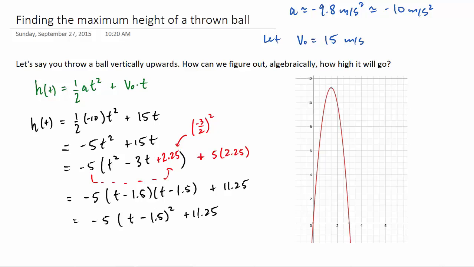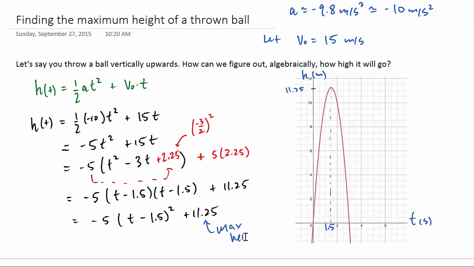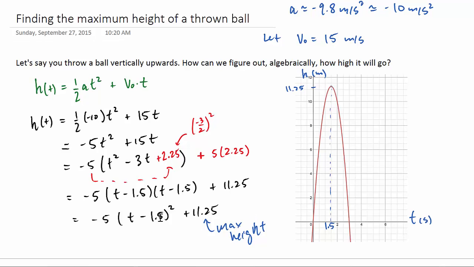Now we've got our vertex, and we can plot it on our parabola using a handy little graphing calculator called Desmos, and realize that the y-axis is the height and the x-axis is the time. So really what this represents is 1.5 seconds traveling through the air to reach the max height of 11.25 meters.